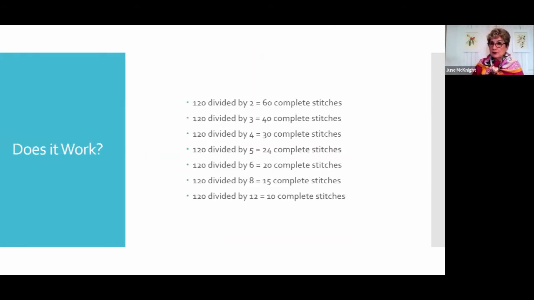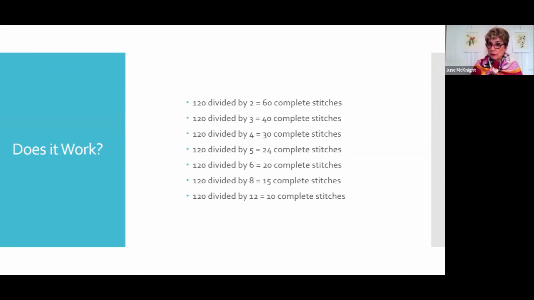Now, let's go back to that example I just gave you, the 120 canvas threads that you had available. Well, you could choose a 2Z because 2 would give you 60 complete stitches. If I were doing something that was very delicate in the back side of the canvas, farther back, that would be a good stitch to use. 120 divided by a 3Z stitch gives me 40. That would be a good one, kind of 40 and 30 and 24 would be good in the middle area of the canvas.